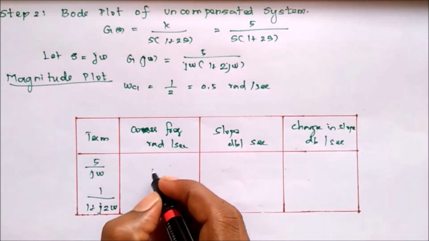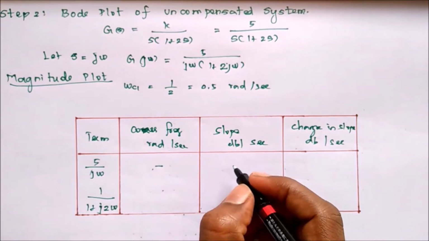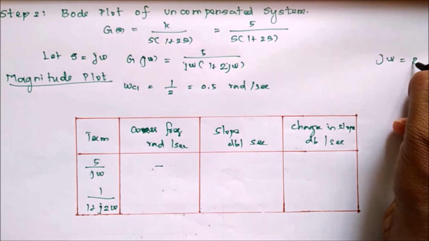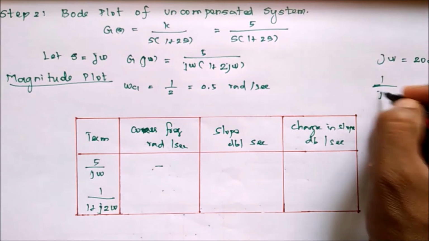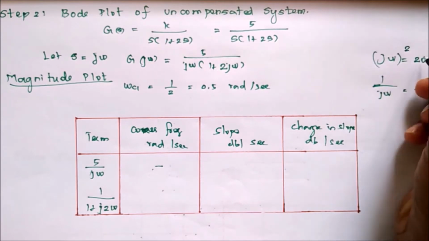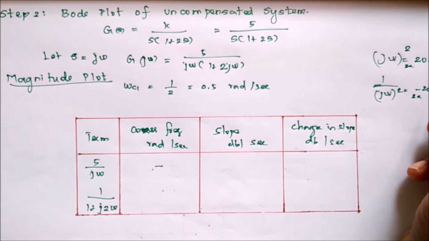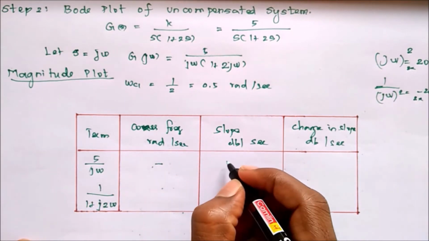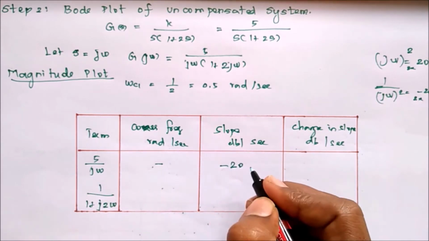According to the procedure, for the first term we should not consider the corner frequency. For the slope, if j omega is in the numerator, we consider plus 20 decibel. If j omega is in the denominator, we consider minus 20 decibel. For j omega square, we multiply by 2 into minus 20 decibel. Here only one term 1 by j omega, therefore minus 20 decibel per decade.